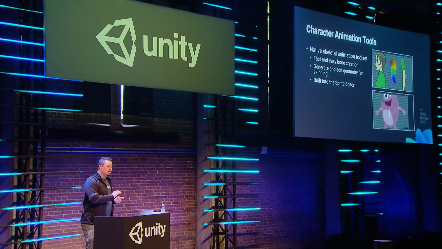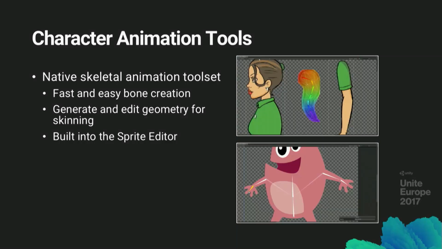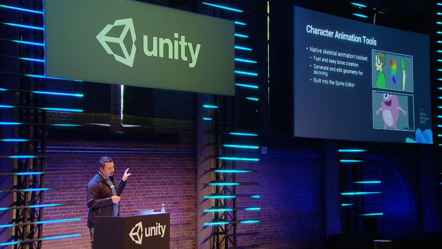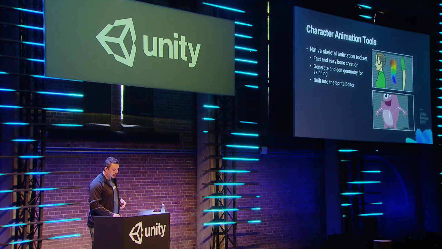Character animation tools. So we've finally started development on a suite of character animation tools. And this is going to bring 2D skeletal animation right into Unity. You can do fast bone creation. You can generate geometry for skinning. And this is built in the sprite editor itself. So all of this is in development right now. Again, we will tell you more as we have more.